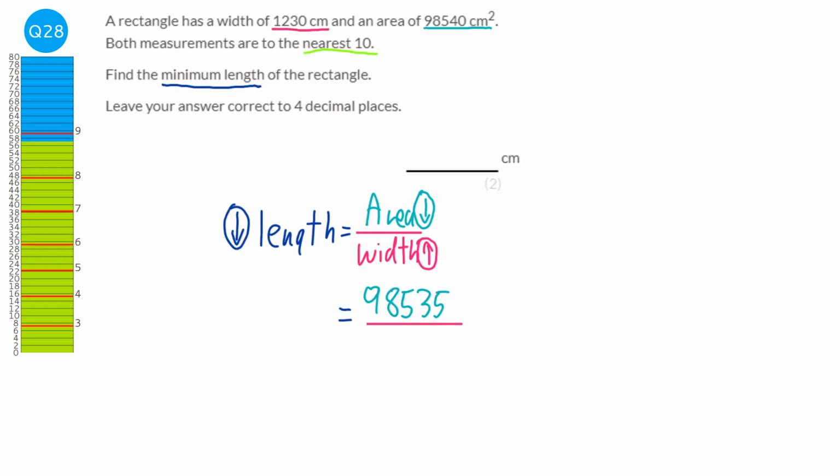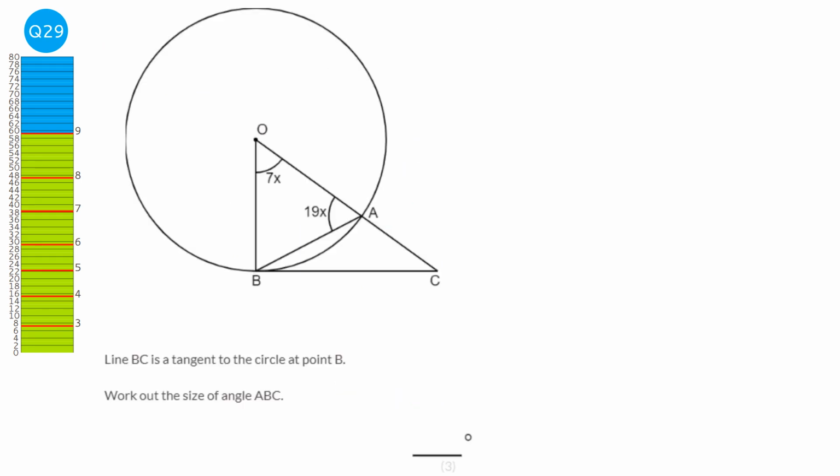Now for the width, we're going to do the same thing, half the accuracy, half of 10 is 5, but we're looking for the upper bound, we're looking for the biggest it can be. So we're going to add that on. And when you do that calculation, you get the answer of 79.78542, and it says it wants it to 4 decimal places. So we're going to do 79.7854.